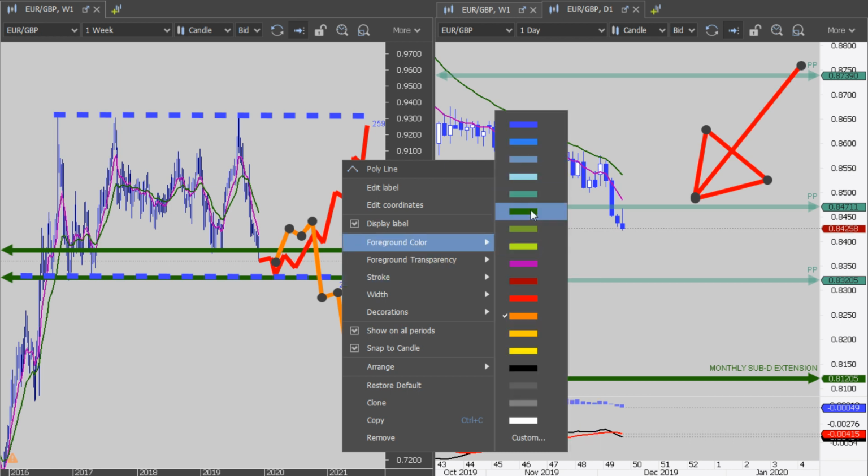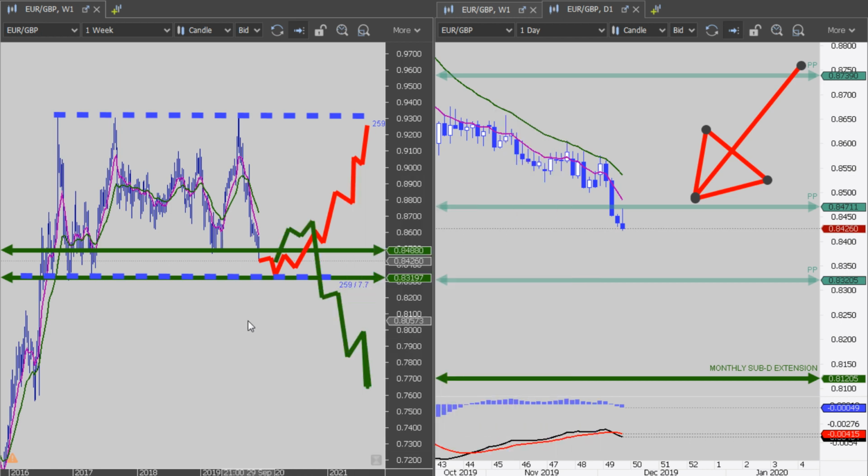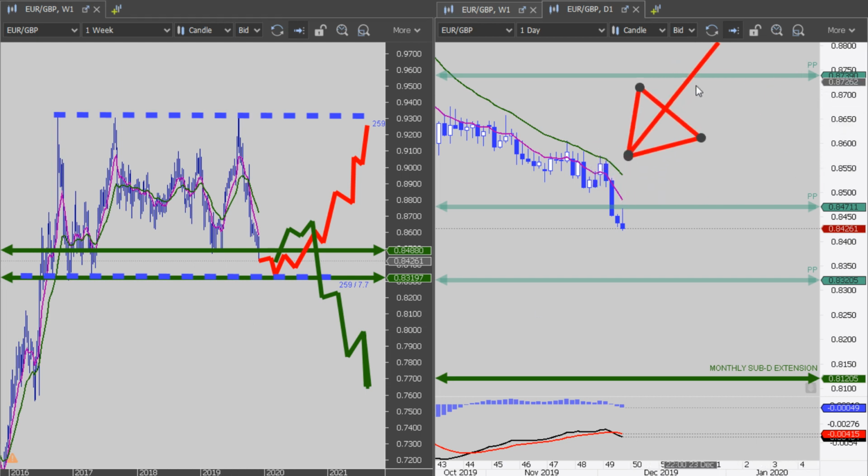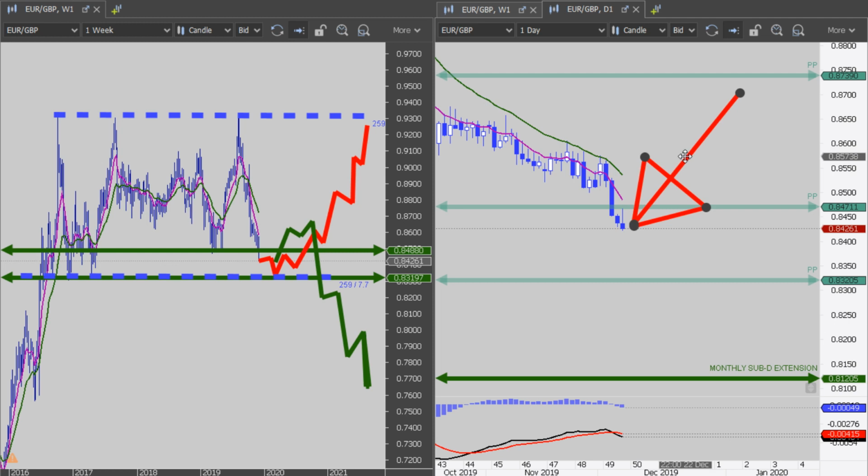Color, let's make it green. Okay, green on the downside, red on the upside. But nonetheless, everybody, when the two EMAs cross, this is going to be a signal to enter here.